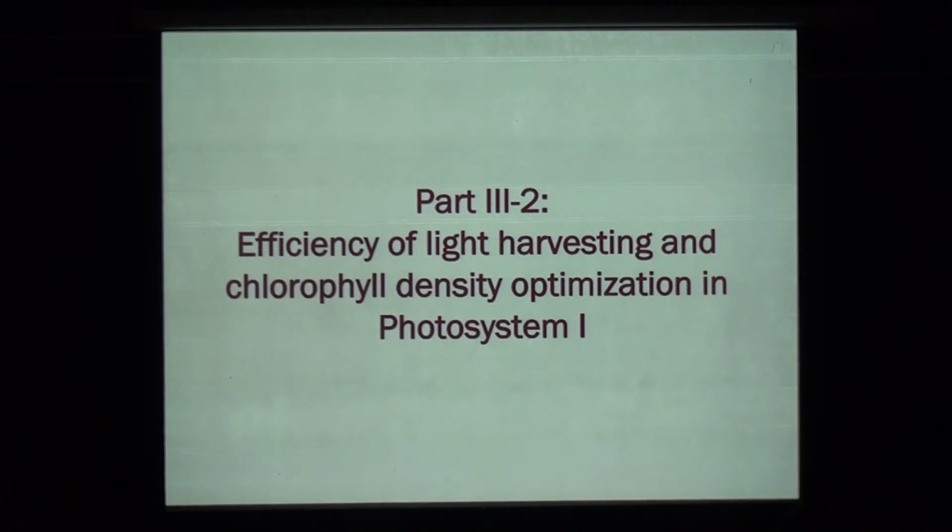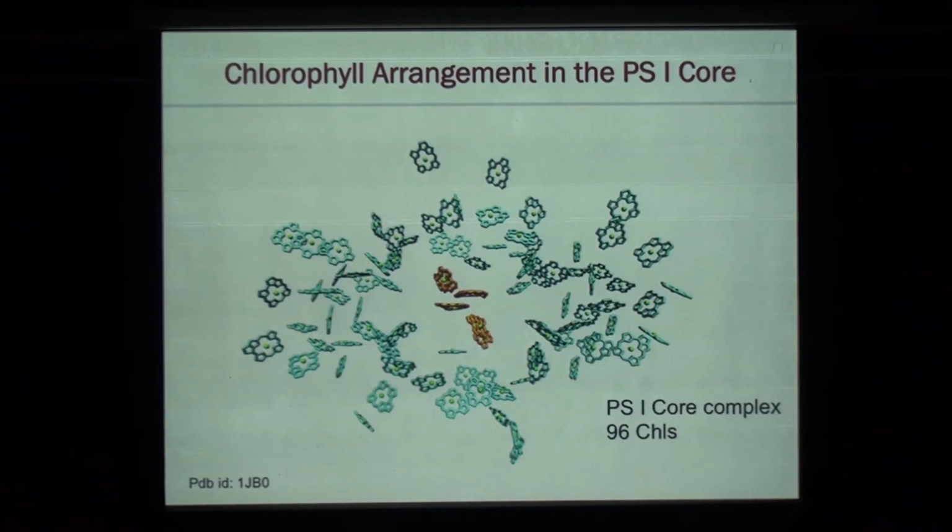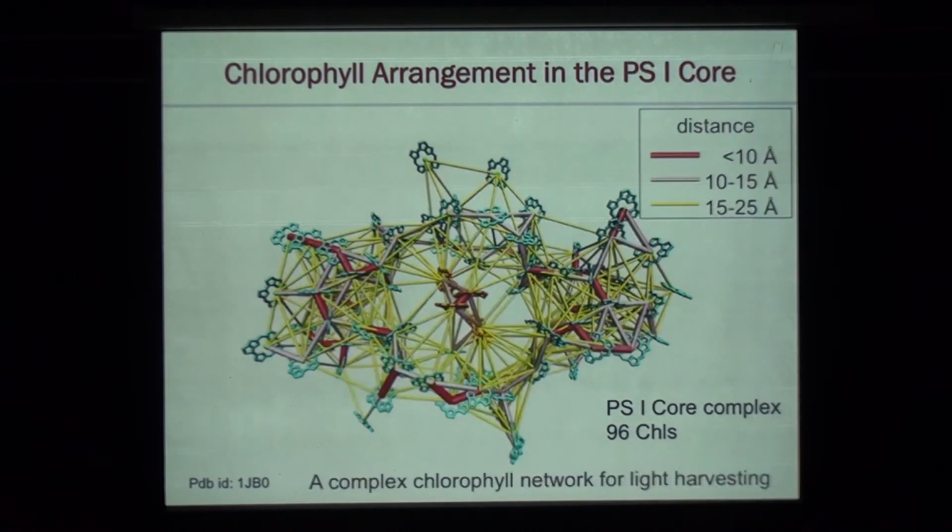Now, the other part of the research I want to share with you has to do with networks. This is the photosystem 1 complex. It contains 96 chlorophylls, a very complex network. Those are reaction centers sitting in between. If I connect chlorophylls, putting lines between them according to their intermolecular distance, you see a complex network like this.